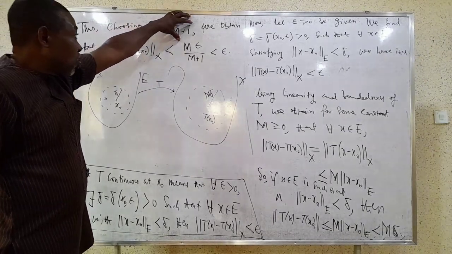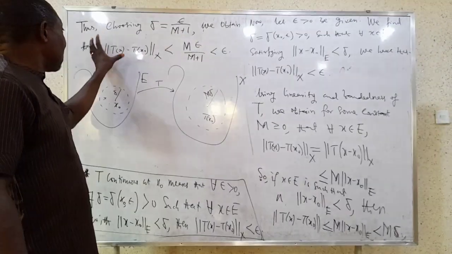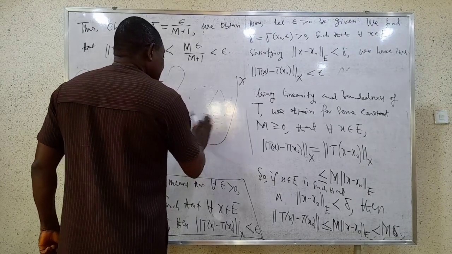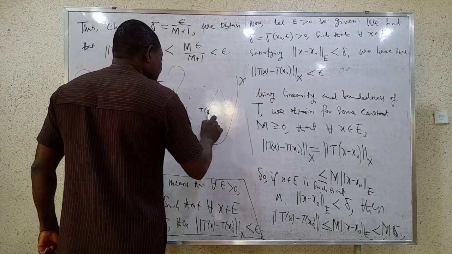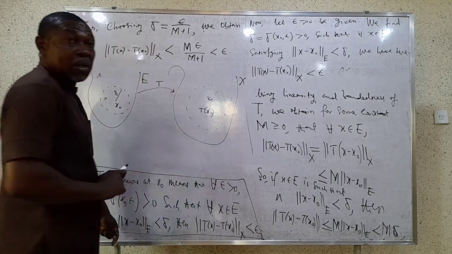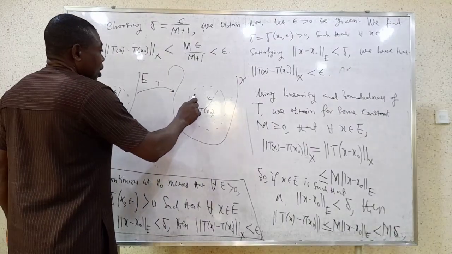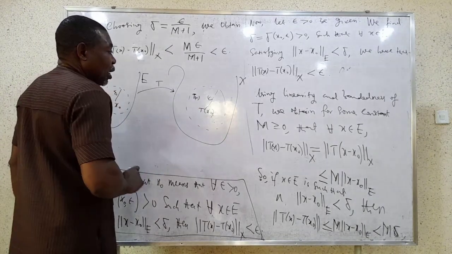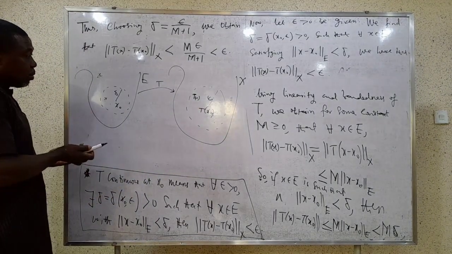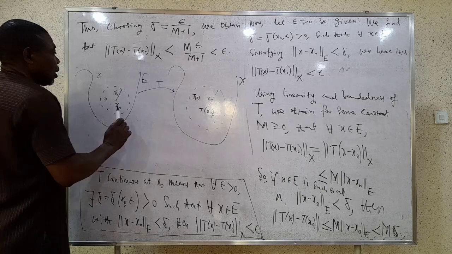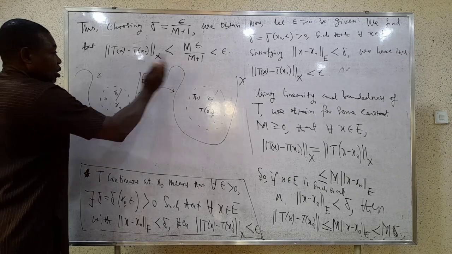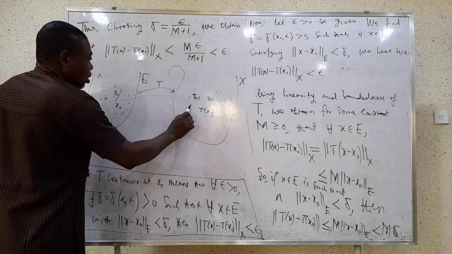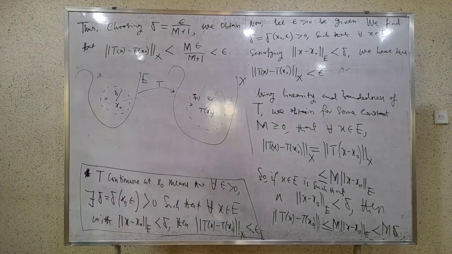we choose delta to be this one, then it means that the images of such points will be in the ball centered at T of x naught. So for any x that lies here, T of x will lie here. That's what we're trying to look at. So this E is mapped onto this place. That's the idea. Continuing.